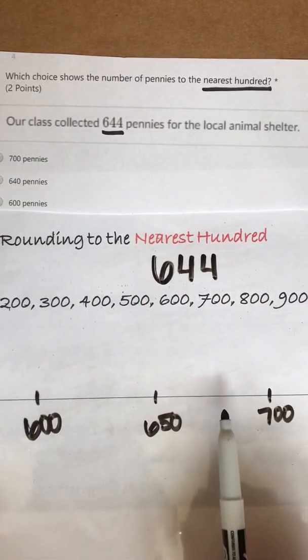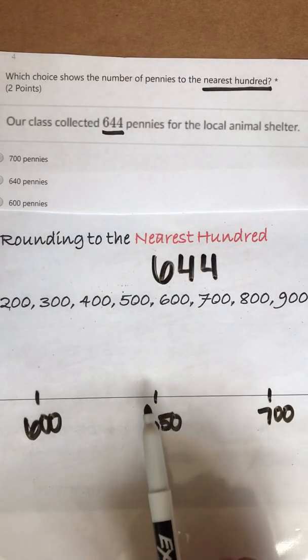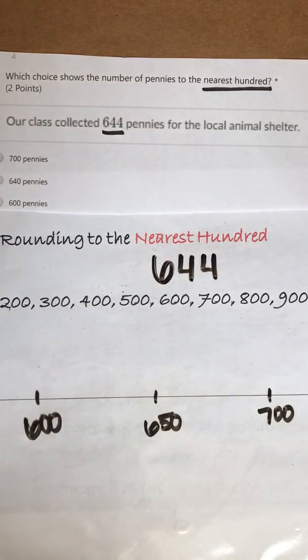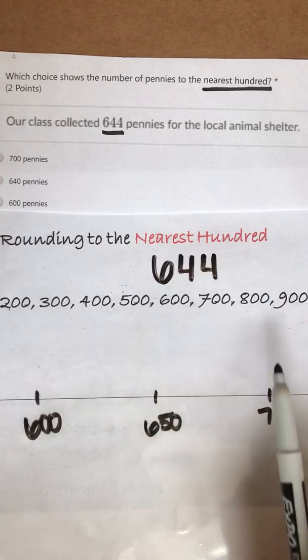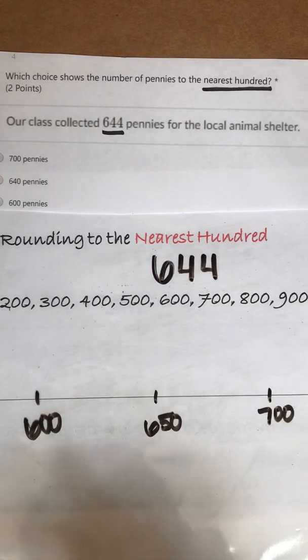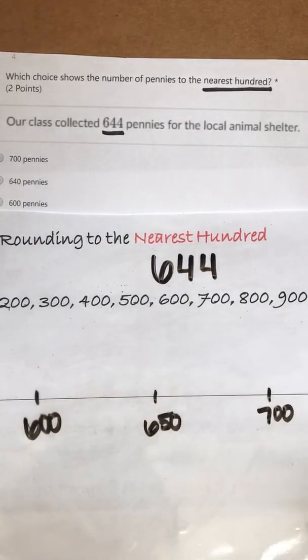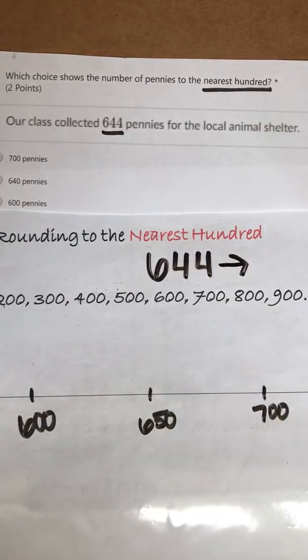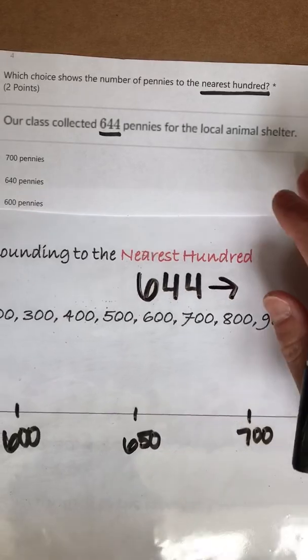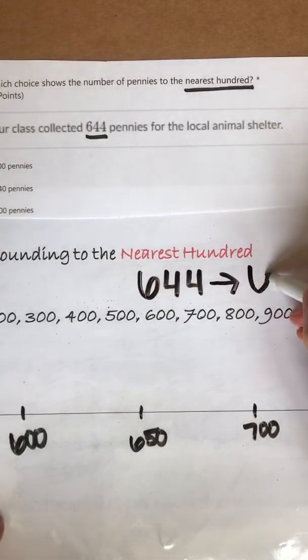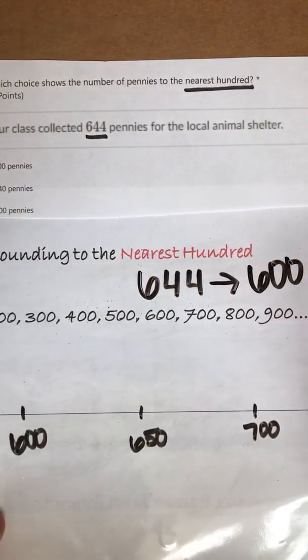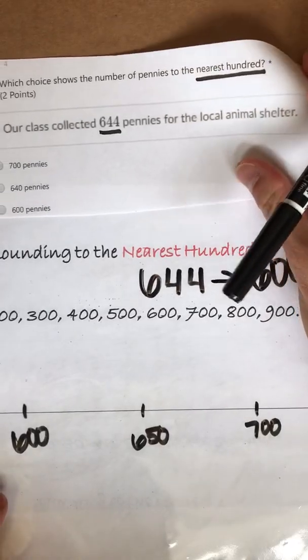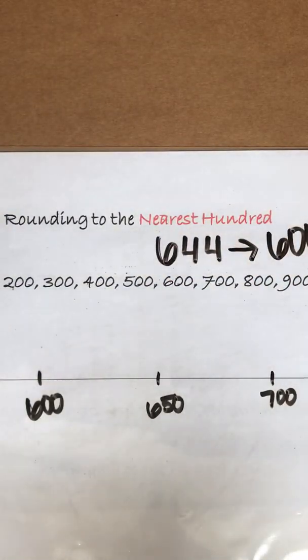Now I'd like you to pause your video and plot 644 on your number line. Where's it going to go? And then you decide, is 644 going to round down to 600, or is 644 going to round up to 700? What 100 is it closest to? And then you can tell me right here. Okay, friends, great job. You should have told me that 644 rounds down to 600. Okay, let's take a look at number 5 together.